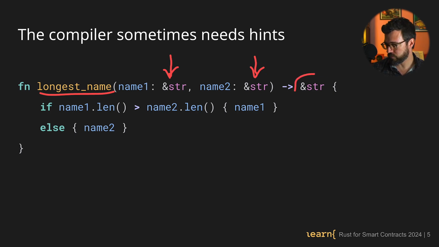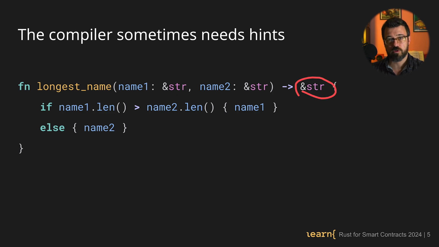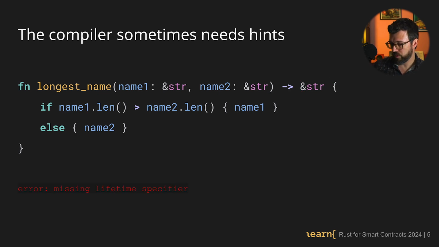So if we're returning a string here, or a reference, a new reference to the same data, because if name 1 is longest, then we're going to return that. If name 2 is longest, we're going to return that. The compiler doesn't know how long this returned reference should live. Should it live as long as name 1? Should it live as long as name 2? There's no way to know because we don't know until we're running which one it's going to be, which data it's going to refer to. So in this case, you'll get an error that says missing lifetime specifier. I think in this case, it will put it here. It will say you expected a named lifetime parameter.